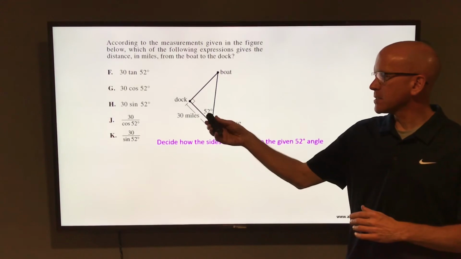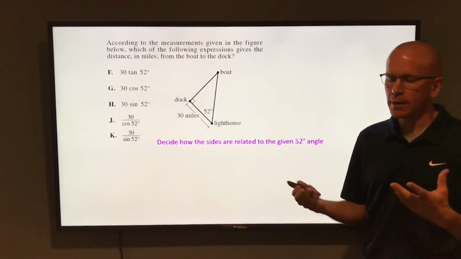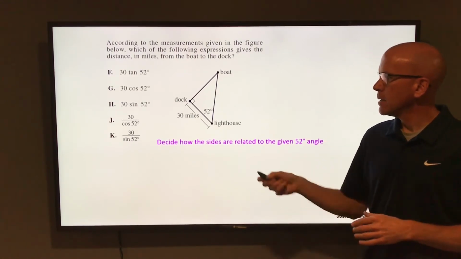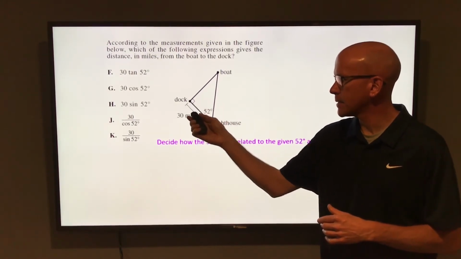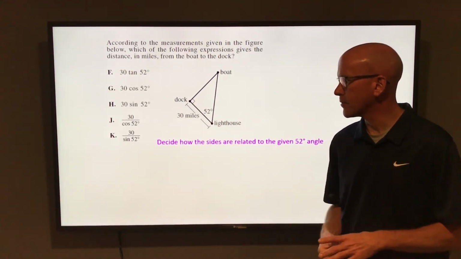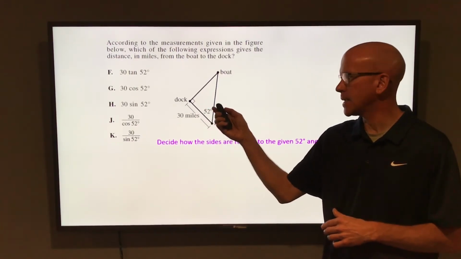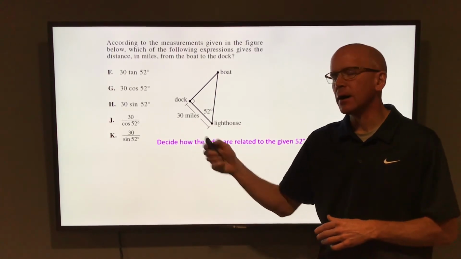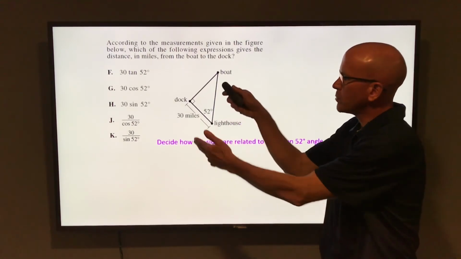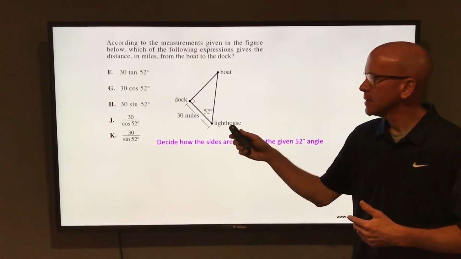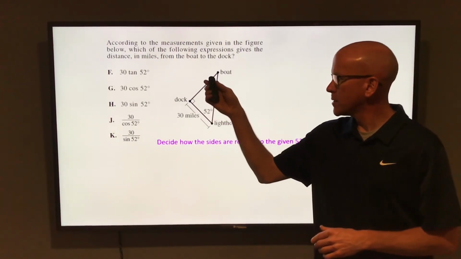So in relation to this 52-degree angle, I want to look at these sides. We're going to be using sine, cosine, or tangent. But you have to look at how this 52-degree angle is in relation to the distance from the boat to the dock, also the distance from the dock to the lighthouse. That dock to the lighthouse is right next to the 52-degree angle, and it's not the hypotenuse. So that 30 miles is what's called the adjacent side in relation to this 52-degree angle. The boat to the dock, it's not the hypotenuse. It is opposite that 52-degree angle.